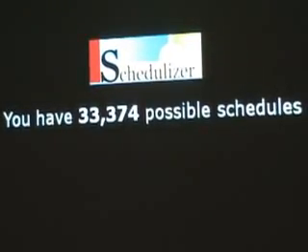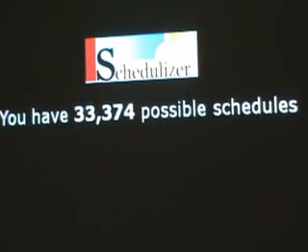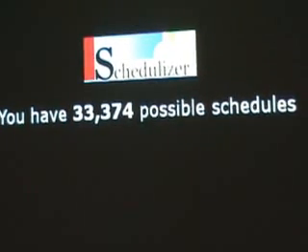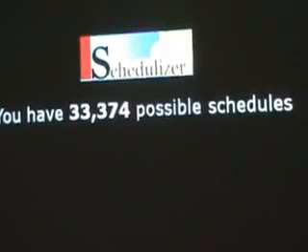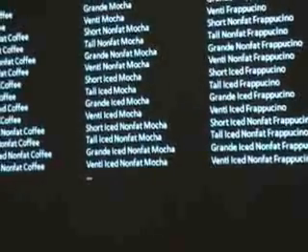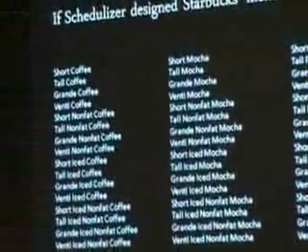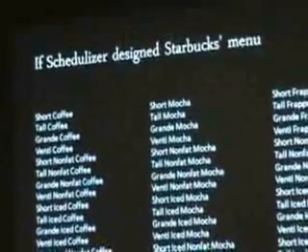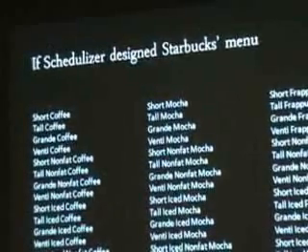And if you're a freshman and you have a lot of different things to do, you don't really want to look through 33,000 different schedules. So my analogy is you go to Starbucks, and if Scheduleizer designed your menu for you, it would look something like this. And it would go on for about 200 pages. And after a while, you just give up and go to CPP or something.